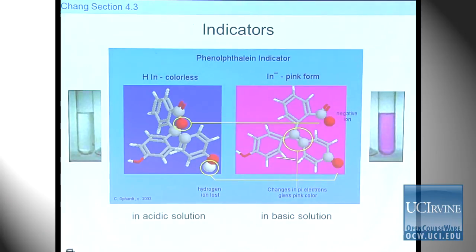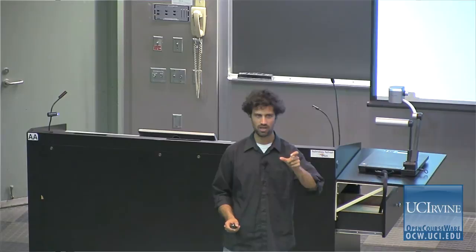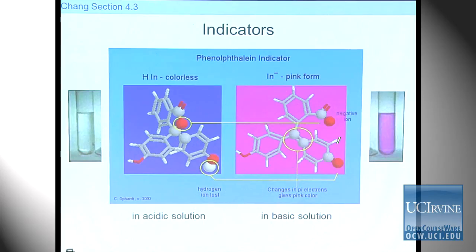And if the H plus goes away, then this unit becomes different. This double bond clicks here, this one clicks there, and forms a double bond in this location. That change in molecular conformation leads to the pink color of this molecule. So the molecule literally changes color because there is an H plus attached to it or not. So this is how molecules can tell you something about what's going on in solution on the molecular level.